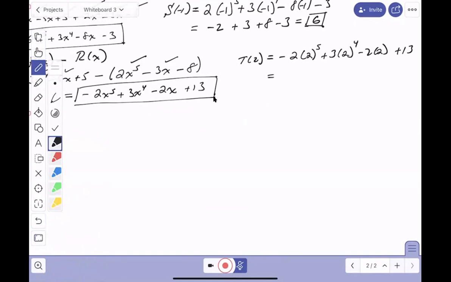What do you have there? 2 to the 5th power is 32. Yes, you'll be able to do that. So this is minus 64. 2 to the 4th power is 16, and 3 times 16 is 48. That would be minus 64 plus 48 minus 16 plus 13. And the numbers are kind of bigger, but minus 64 plus 48 is minus 16. Let's see, minus 16 minus 4 is minus 20, plus 13 is minus 7.